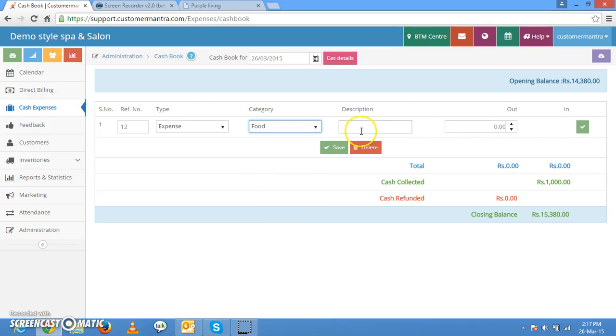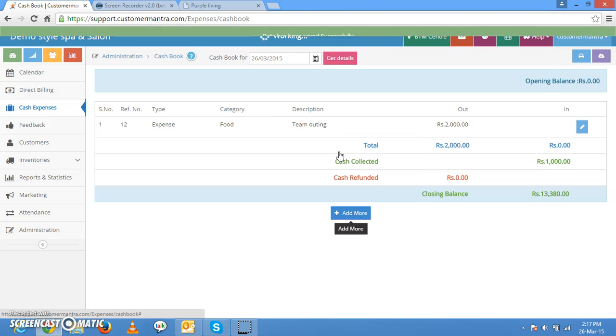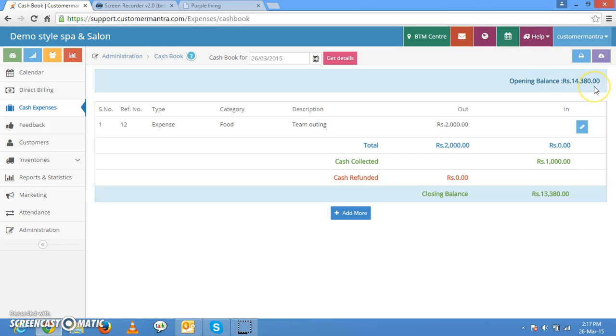So for example, food, and you could have a description like team outing or something of that sort. And let's say if you have spent about 2000 out of 14,380, you mark it as 2000 here and then hit save. Now the moment you hit save, if you have noticed the changes here, what it says is that the opening balance was 14,380 and you have spent about 2,000 rupees from that, and today based on your cash transaction you have also collected 1,000 rupees, and your closing balance is about 13,380 rupees or dollars, right? So this is how it keeps a track.